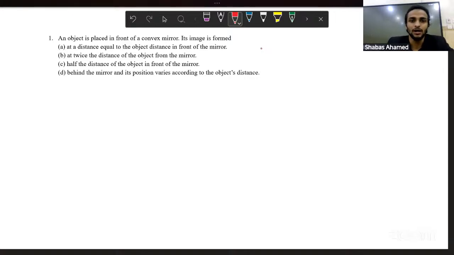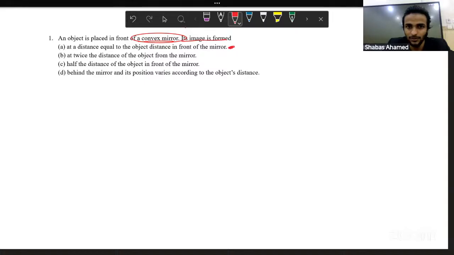Okay, so let's start with the questions. Look at the first question. An object is placed in front of a convex mirror. Its image is formed at a distance equal to the object distance in front of the mirror, or at twice the distance of the object from the mirror. Oh, sorry guys, this is a convex mirror. Yes, you can tell the answer.